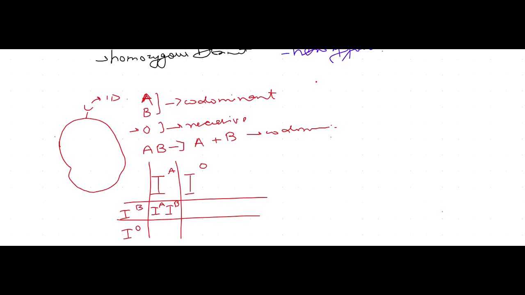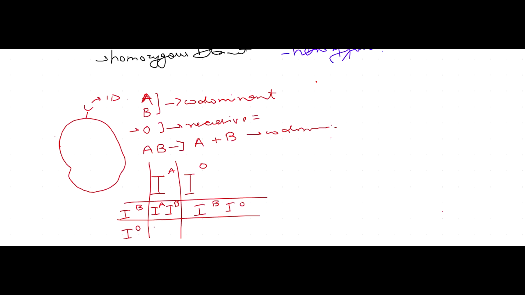Over here, in the second box, I will get B and I will get O. Now, in this case, I told you guys O is recessive. So O will not be visible. You will see blood type B only. You are not going to see blood type O. You will see blood type B only.